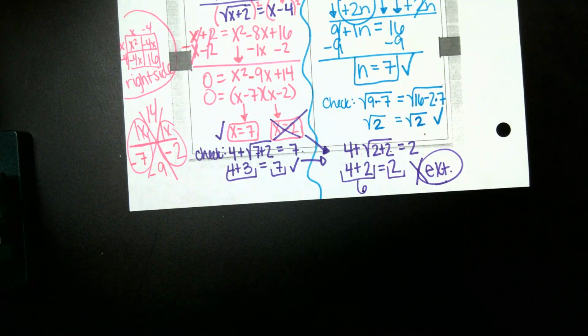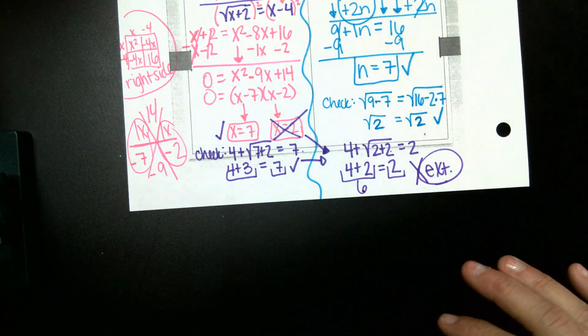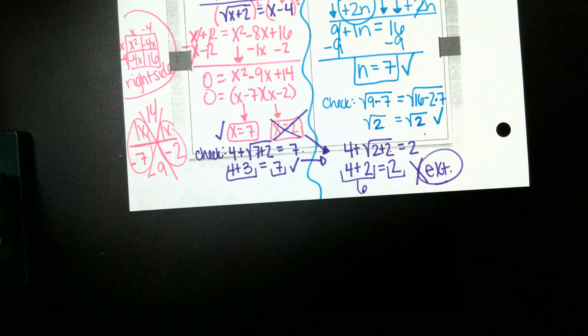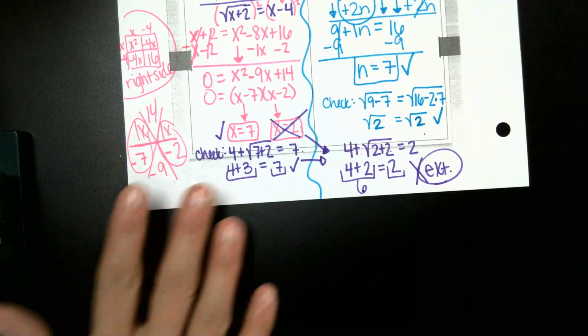Now listen, if you get two answers, they both may be true. You may plug them in and get two trues. Or you're going to get one true and one false. You should never get two false. Okay, now the ones on the notes, it just so happened that in each of the examples, when we got two answers, one was true and one was false. But don't expect that to happen every time. There are times when both answers are true.